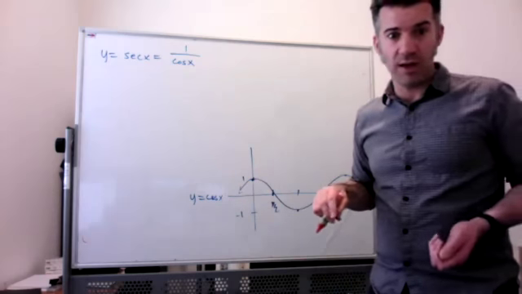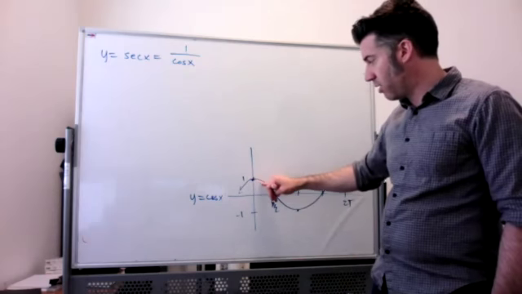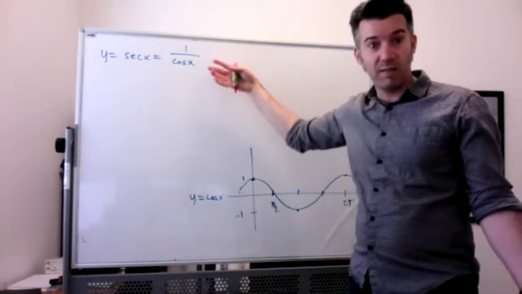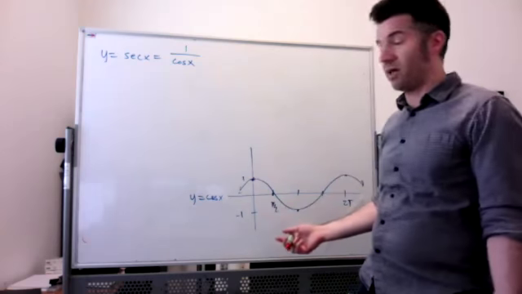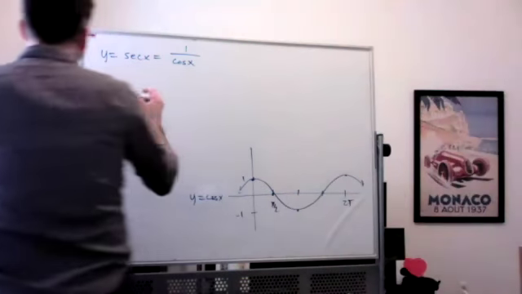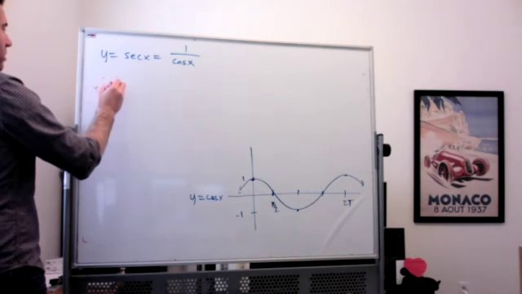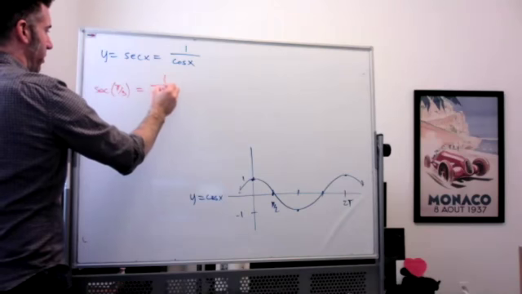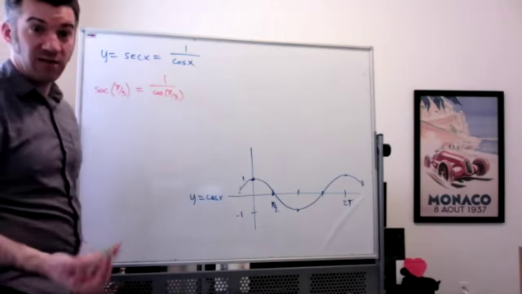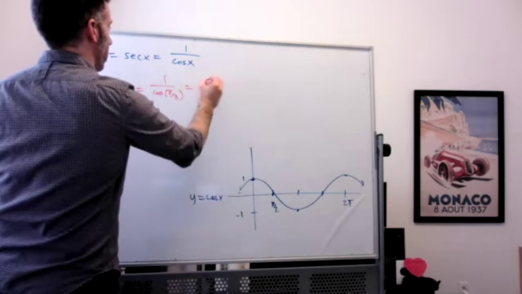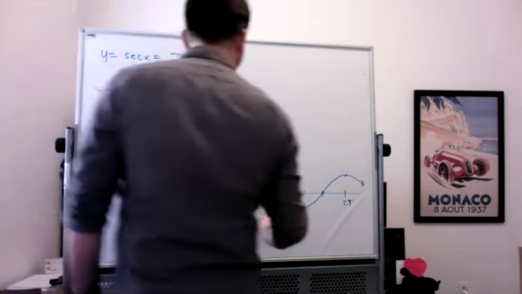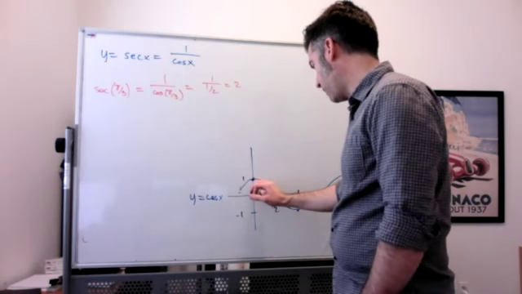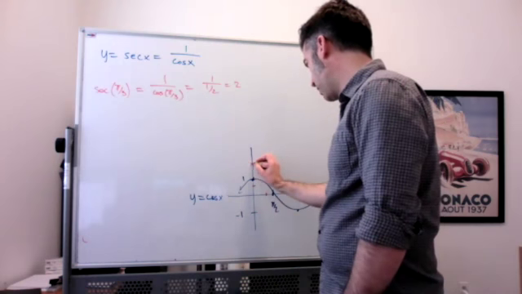And then here's what I'm going to say. As the cosine values get smaller, the secant values are going to get larger, right? If you take 1 divided by a small number, it gets big. So one good example is secant of pi over 3, which is 1 over cosine of pi over 3. Cosine of pi over 3 is 1/2. It's 1 over 1/2, which is 2. So right about here, where cosine equals 1/2, the secant value is 2.